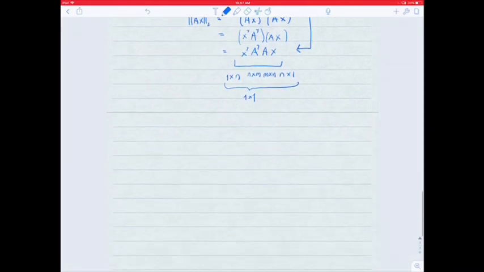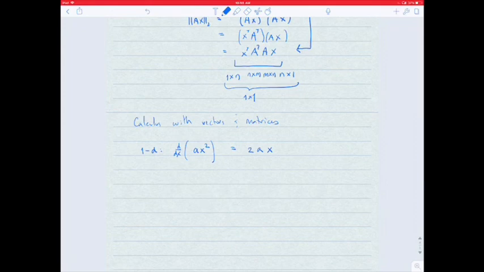The final thing I want to remind you of is a little bit of calculus with vectors and matrices. And I just want to show you one specific rule. So in 1D, this is something that we all know: if I have the function ax squared, and I take the derivative of ax squared, this is equal to 2ax. But in more dimensions, we have something perhaps more interesting.